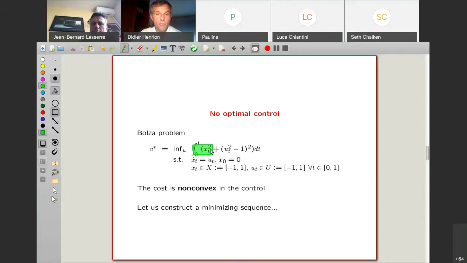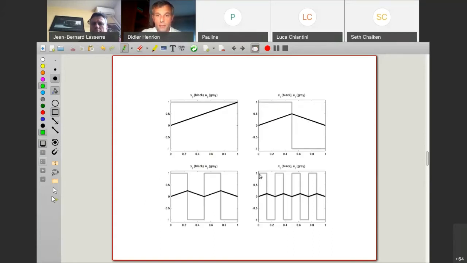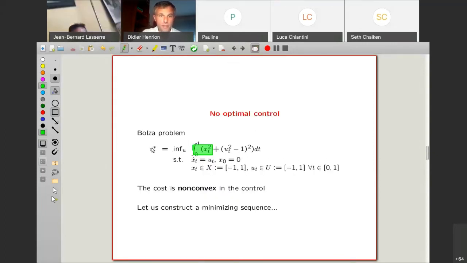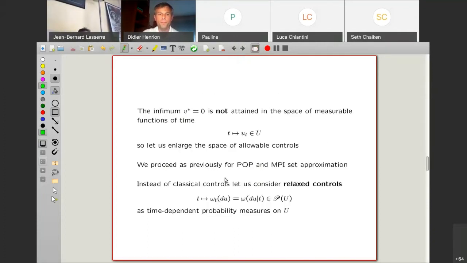But I will never reach the value 0, actually, because there is no signal u that can take simultaneously the value +1 and -1. So this is a typical example of an optimal control problem which does not have a solution. The infimum is well defined, v star is equal to 0, but there is no solution to the problem. This infimum is not attained in the space of measurable functions of time.